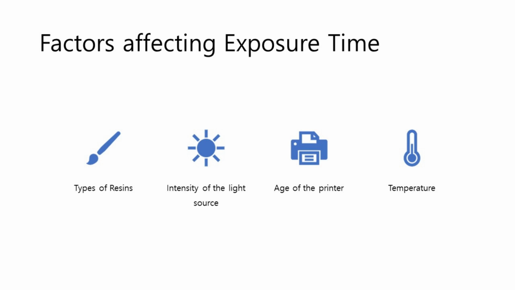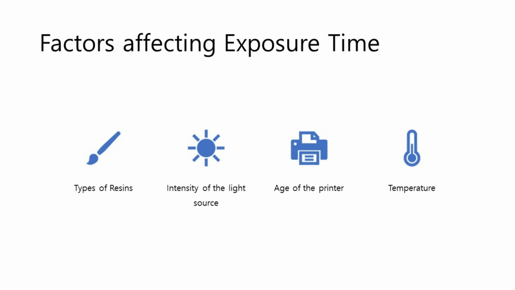Exploring the factors that impact exposure time provides insightful understanding into how these elements influence the 3D printing process, especially in terms of resin curing and the quality of the final output. Exposure time, the duration for which the resin is exposed to light, is a critical aspect of the printing process. Key influencing factors include the type of resin, the intensity of light, printer accuracy, and the environmental conditions, such as temperature and humidity. Each factor plays a significant role in optimizing exposure time.